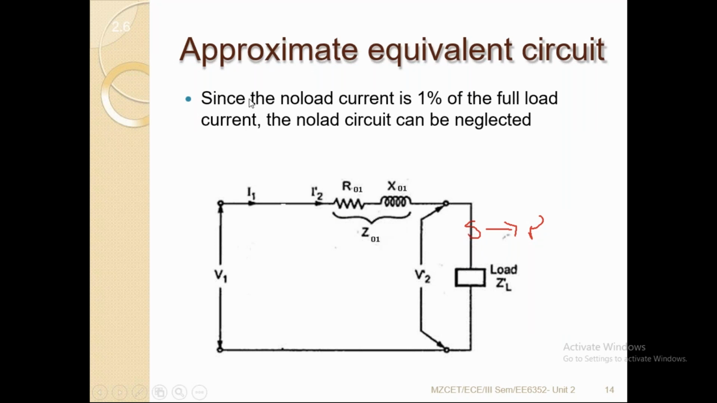Since the no load current is 1% of the full load current, the no load circuit can be neglected. What is the meaning of this line? Suppose your full load current is 12 amperes. When you connect the load to the secondary circuit, it will draw 12 amperes. If there is no load, it will draw only 1 ampere, which is about 1% of this.